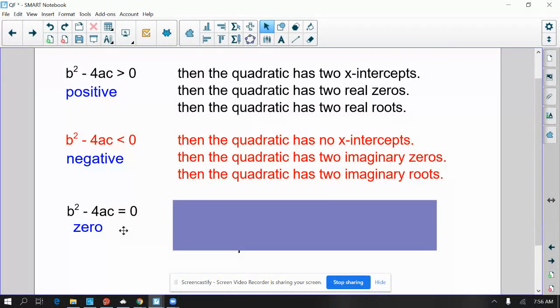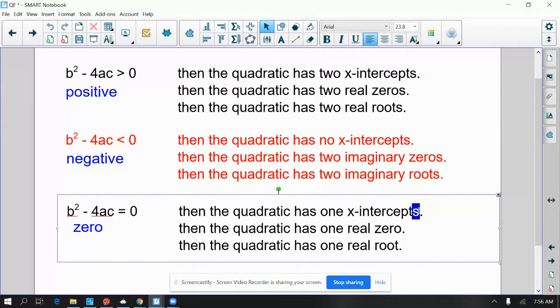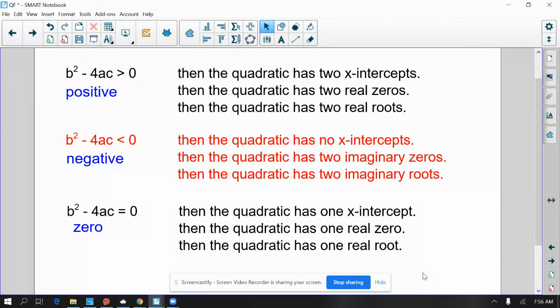And finally, what's your conclusion? What's underneath this purple box when the discriminant is exactly 0? That means that there's 1 x-intercept, which means there's only 1 real zero and only 1 real root. We don't really have a situation where we have 1 real root and 1 imaginary root. Imaginary roots come in pairs, definitely for our class.